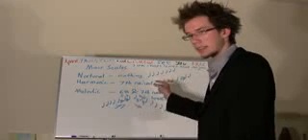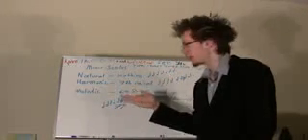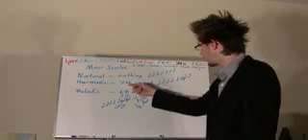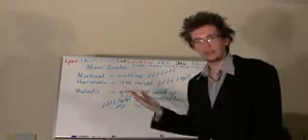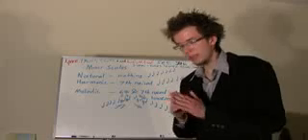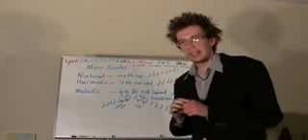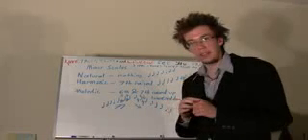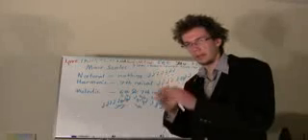So if you're in a flatted scale and you have to raise the seventh note, and it just so happens that that seventh note has a flat on it already from the key signature, then you're going to have to put a natural there to revert it back.